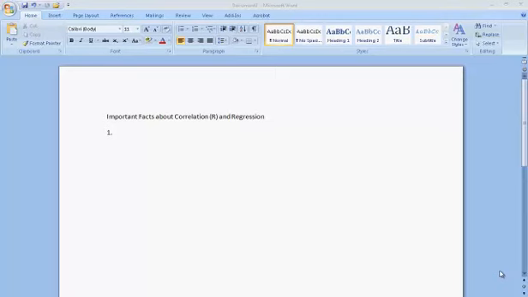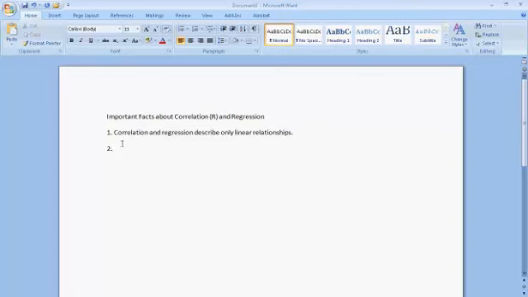Now, there are several important facts that we have to understand about correlation and regression. The first is that correlation and regression describe only linear relationships. Now, we can still take two sets of data and make a scatter plot of it. However, if that data is curved or a cluster, meaning it's not linear in any way, then correlation and regression are not going to help us.